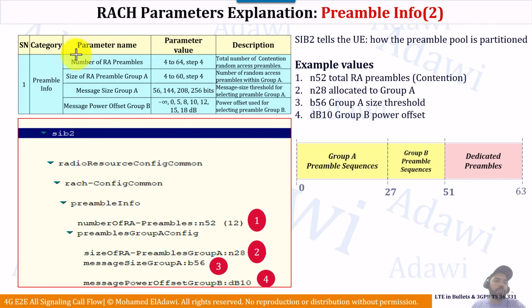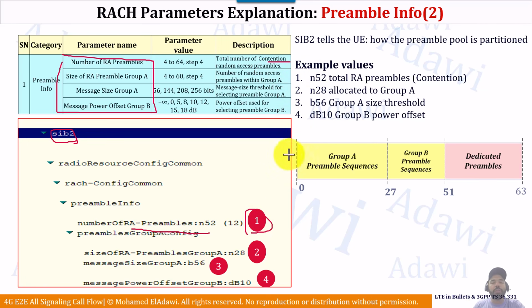So again, these were the 4 parameters I just discussed. This is from system information block type 2. You have the first parameter, which is called number of RA preambles. If you look into 3GPP, this is mainly defining the total number of contention-based random access preambles, as highlighted here.